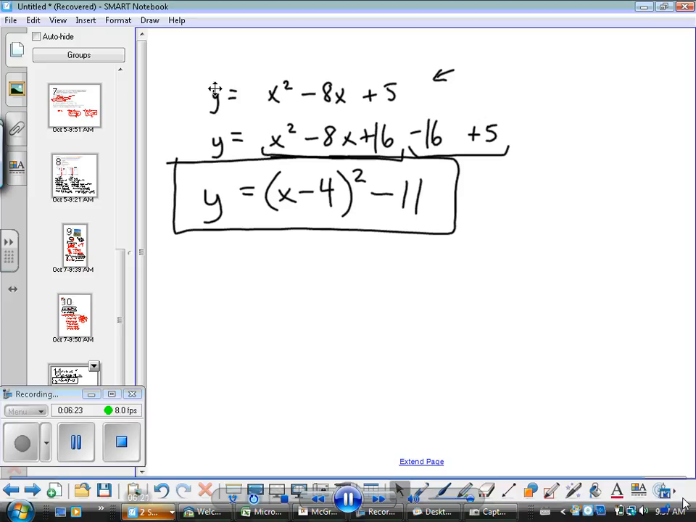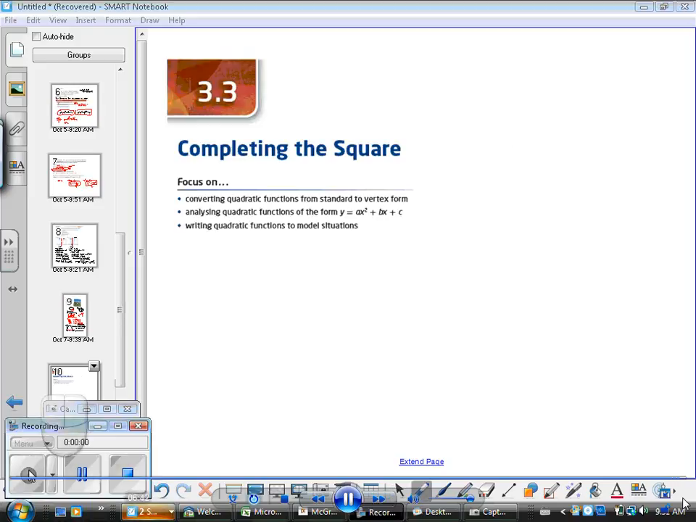I know that my a value is a +1, so it's going to open up, and it's going to be a sort of normal width. Okay, and I know from the top, from my initial equation, that I'm going to have a y-intercept of 5. Okay, so I actually have quite a lot of information that I could use to graph this. Okay, and that's basically the end of the lesson.